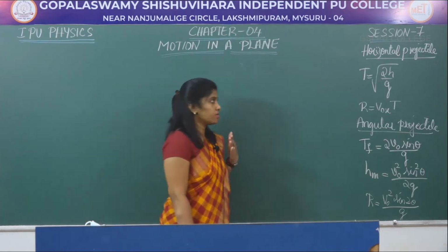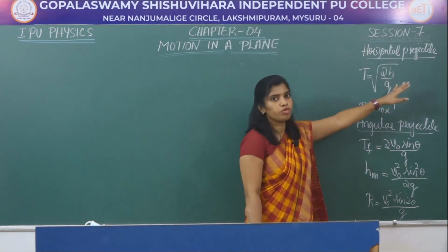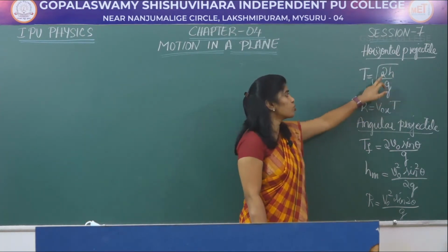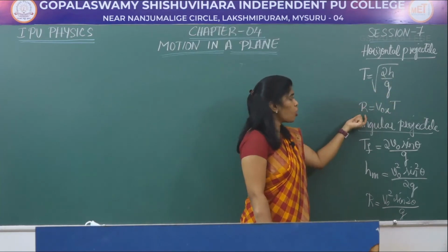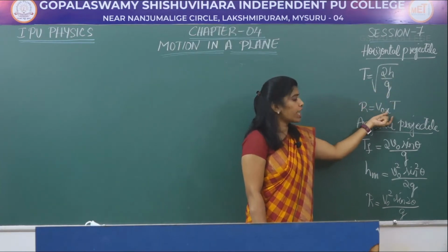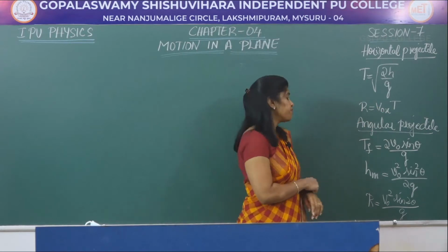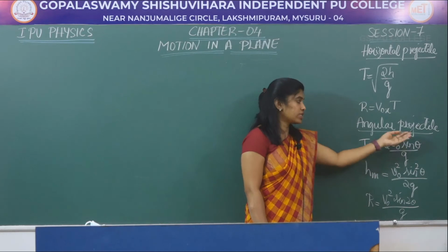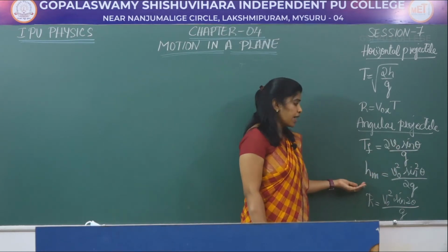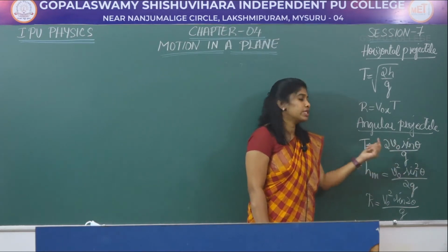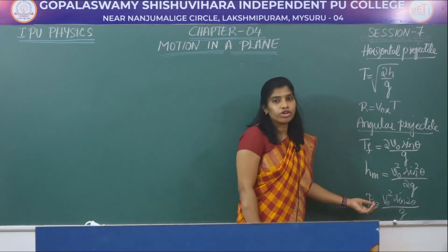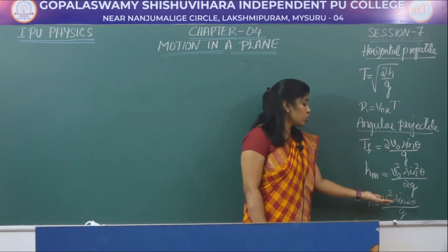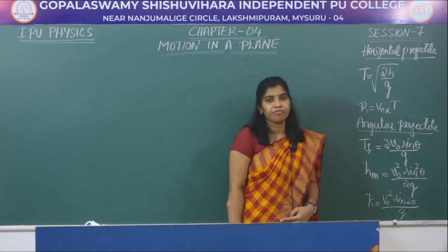Now we have these formulas for horizontal projectile. The time of flight is under root 2h by g, and the horizontal range is v0 x into time of flight t. For angular projection, we are going to take the time of flight as equal to 2 v0 sin theta by g, and maximum height is equal to v0 square sin square theta by 2g, and the horizontal range is given by the formula v0 square sin 2 theta by g.